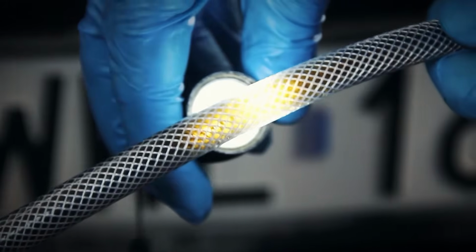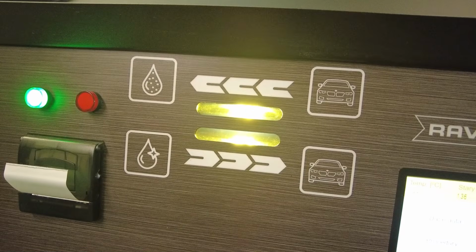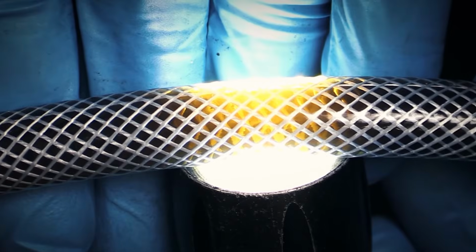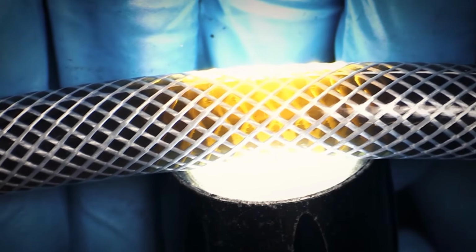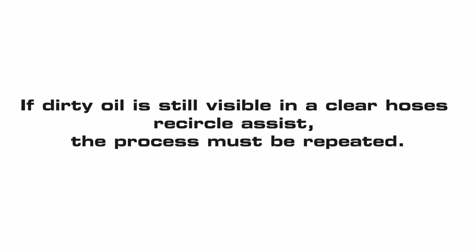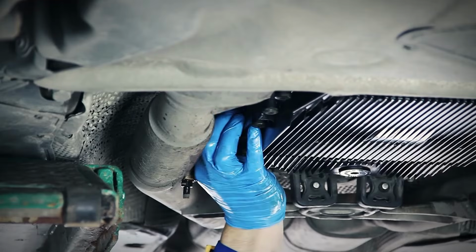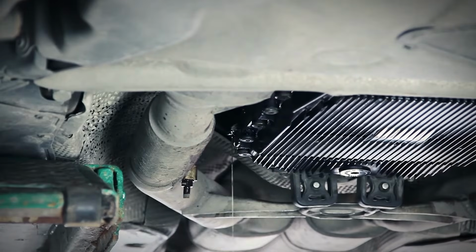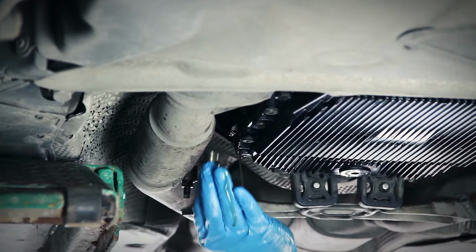After refilling the preset quantity of oil from the automatic transmission, the clear ATF fluid is visible in the sight glass. This means that the dynamic exchange is complete. If dirty oil is still visible in the clear hoses or sight glasses, the process must be repeated. All that remains is to check the oil level in line with the vehicle manufacturer's recommendations.